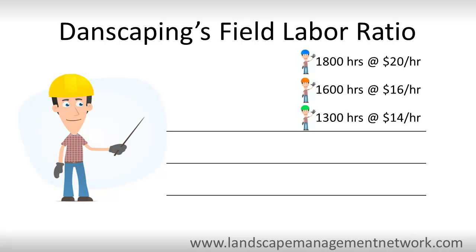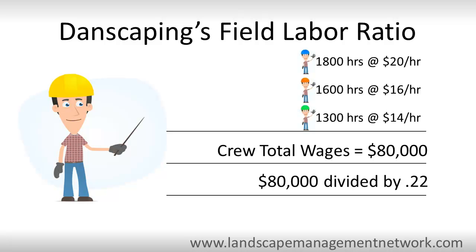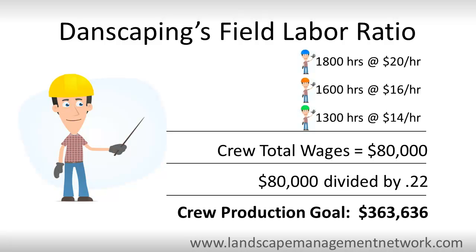So multiplying these crews' hours by their wages and adding it all together, Dan can calculate this crew's forecast annual wage total at $80,000. With his field labor ratio, now he can set a production goal for the crew. Since his field labor ratio is 22%, all you need to do is divide the total wages, which is $80,000, by 0.22, which is 22%, to come up with their production goal. The answer is $363,636. And we'll just round that up to $365,000 to keep the numbers nice and simple.